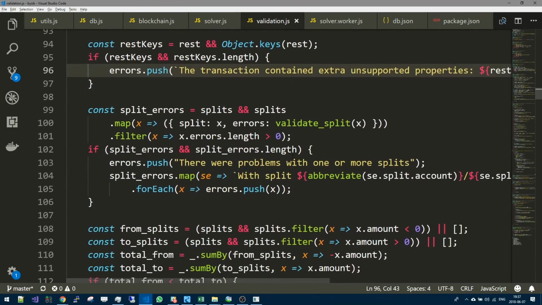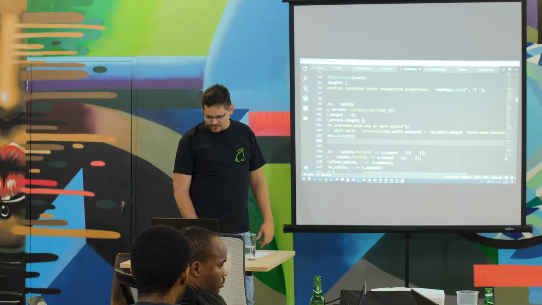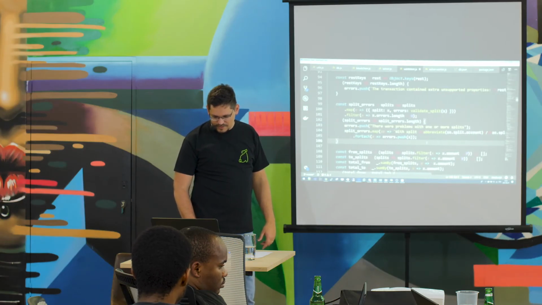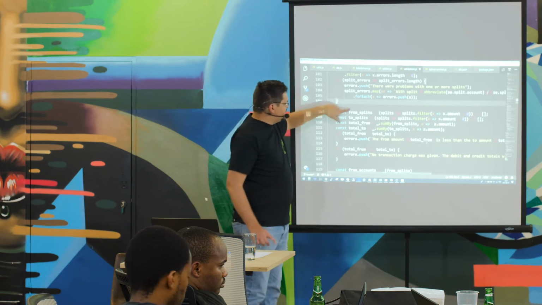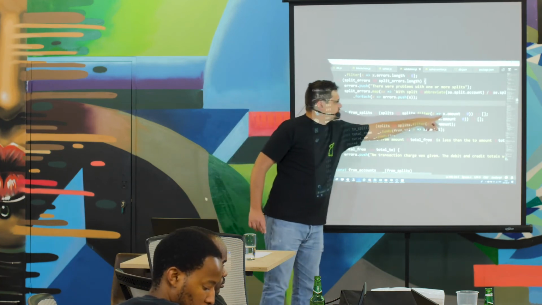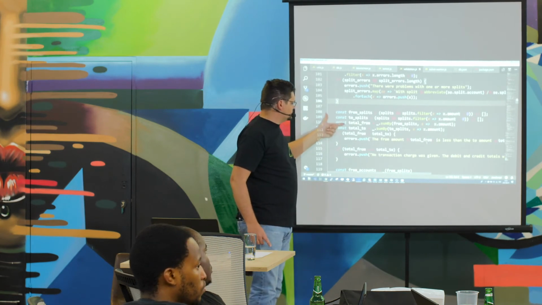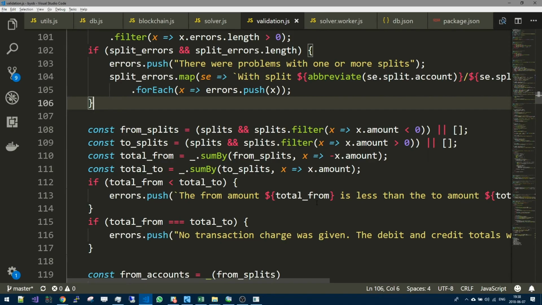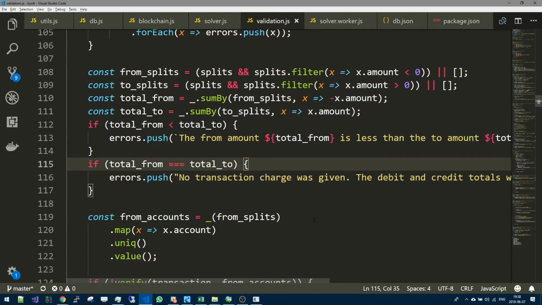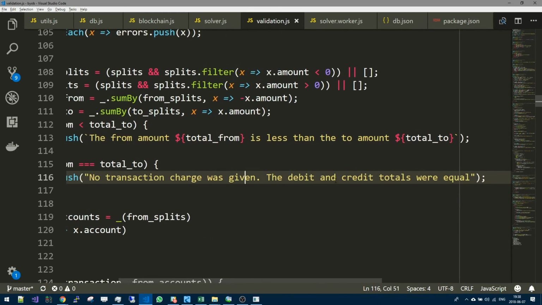Then it starts doing more detailed things, like checking if there are any problems with any of the splits. There were problems with splits. And then it tells you what problems were there with the splits. Then it divides the splits up into splits that are below 0 and above 0. And it checks the totals, the total from and the total to, and it makes sure that the one is greater than the other. Then it checks that the from amount is less than the to amount.